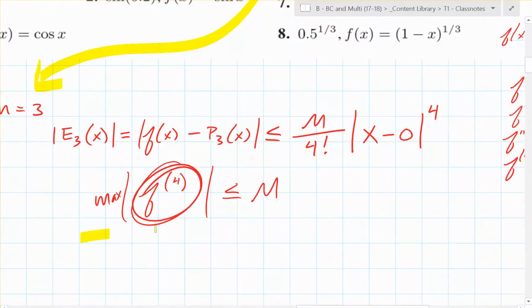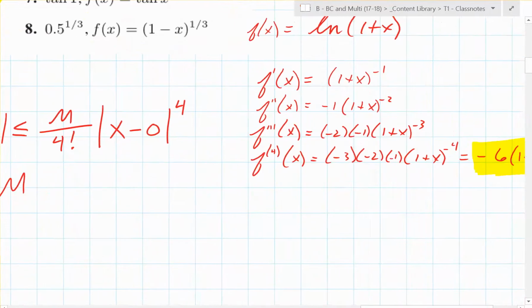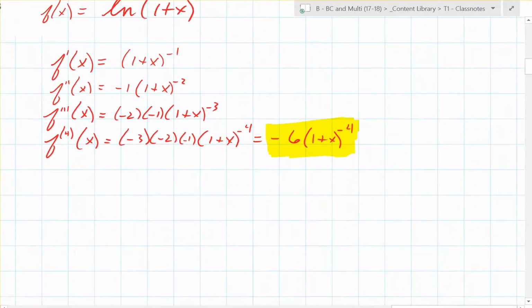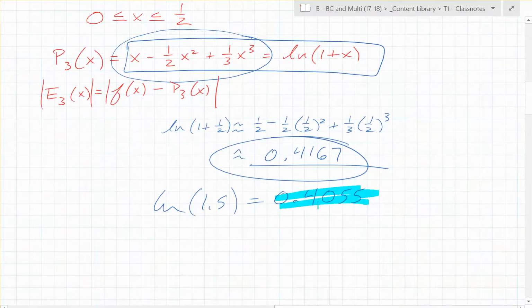We need to find the max of this function. On what, though? Does it give us an interval? That right there, what is that? That's the actual value, right? What is this? That's our approximation using the third degree Taylor polynomial.